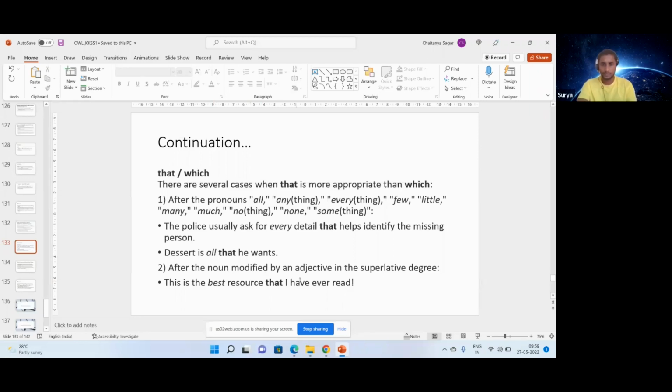And the same goes with the superlative degree. You're talking about the best resource. This is the best resource that I have ever read. So again, that is referring to the resource, best resource, and best is the superlative one here. So that is preferred because this piece of information still forms part of the main clause, giving more adequate clarity on what is coming to be and what the intention would be.